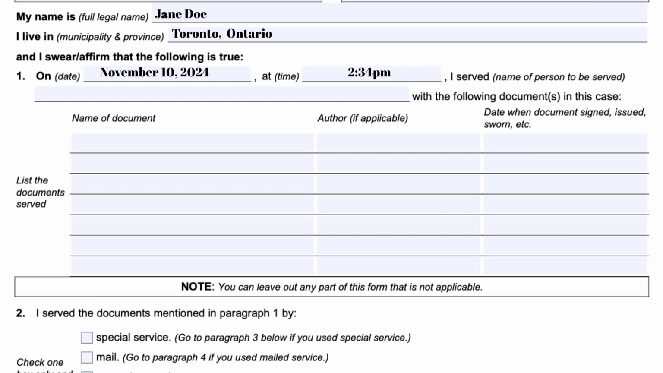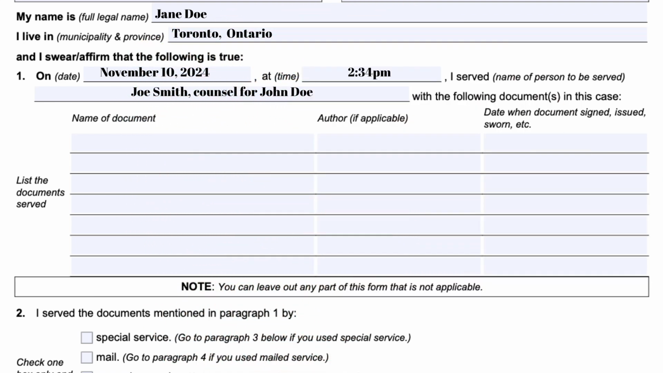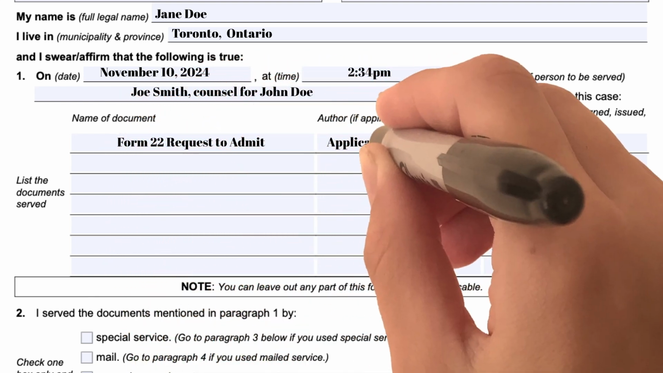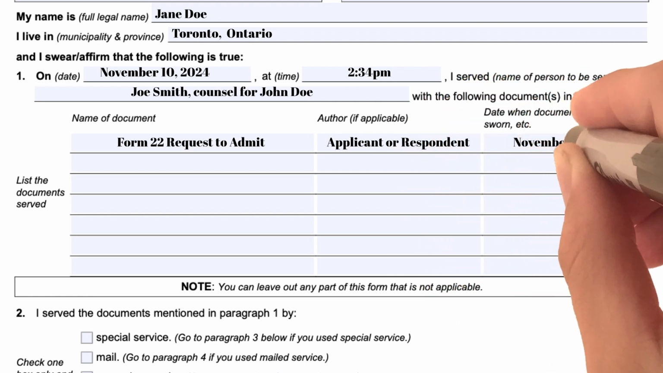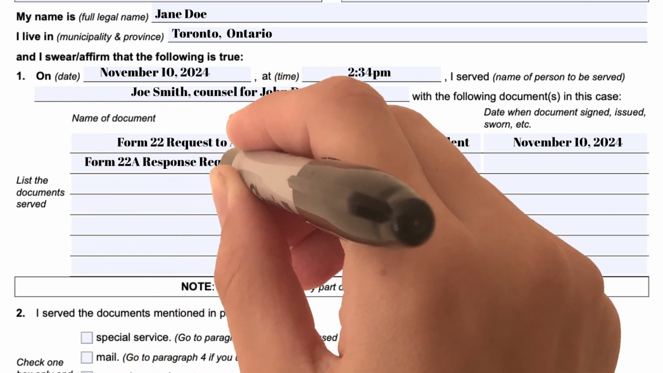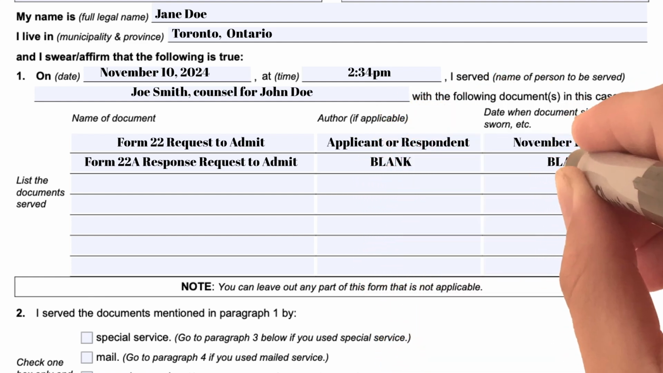If you are naming a lawyer, it is good practice to say Joe Smith, counsel for John Doe, then name the document you served, for example, Form 22, request to admit, then author, applicant or respondent, and the date the document was signed. On the next line, list the next document, which in this case is Form 22A, response to request to admit, which is blank since it is for the opposing party to fill out. In this example, under author and date, write blank.